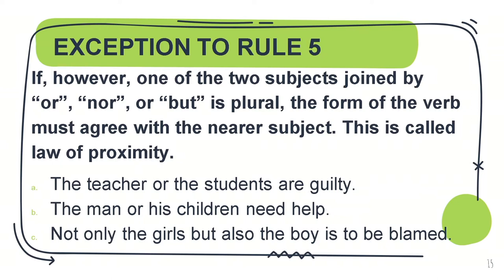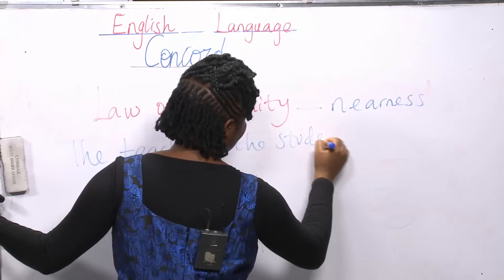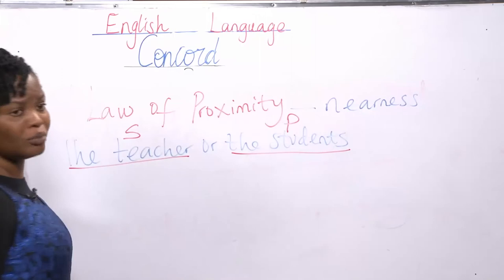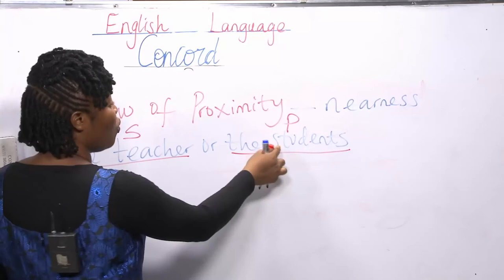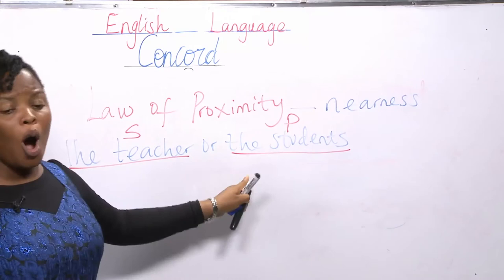Now, what does this entail? When one of those subjects is in the plural form, you have to consider the subject that is closest to the verb. It is the subject closest to the verb that determines the verb that will be used. Example: the teacher or the students. This is a singular subject. This, on the other hand, is a plural subject, students. This is closer to the verb, so it determines the verb we use. Because it is plural, we use a plural verb. So we say the teacher or the students are guilty.